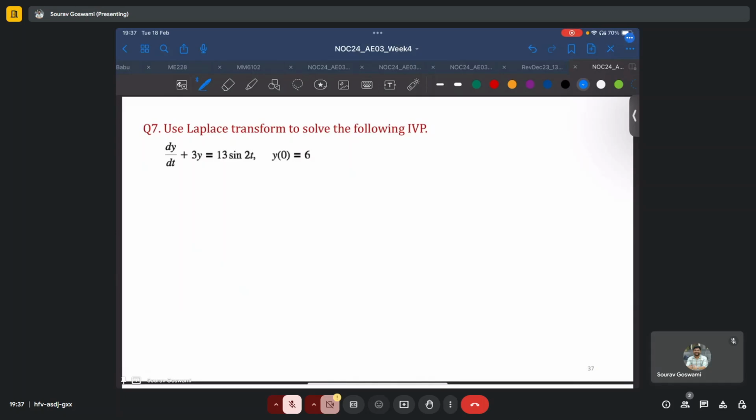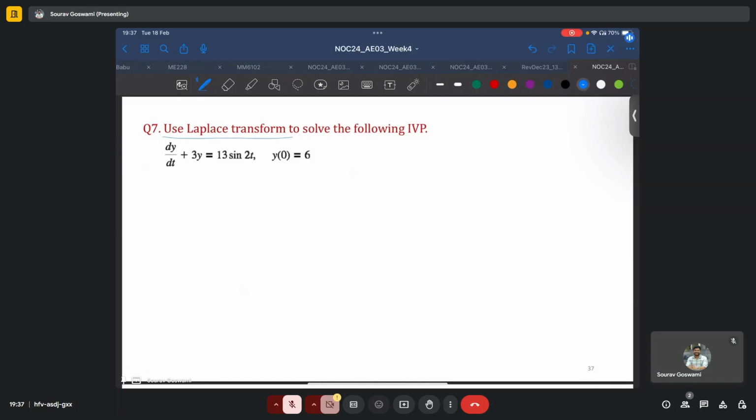In this question, the equation given to us is dy/dt plus 3y equals 13 sine 2t, and the value of y at t equal to 0 is equal to 16. So it's an initial value problem. Let us try solving this using the Laplace transform.